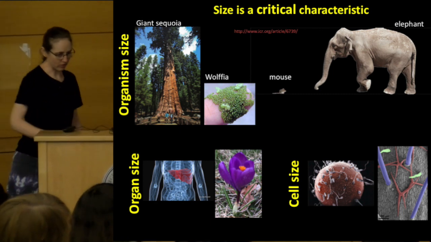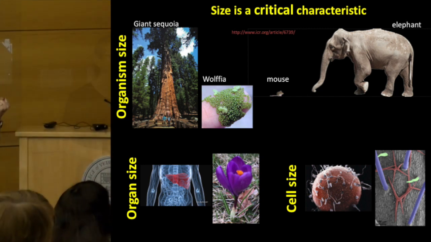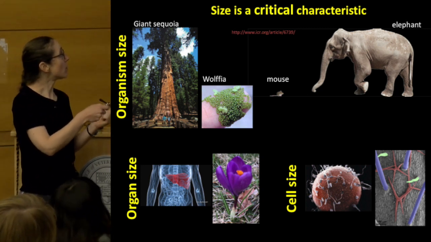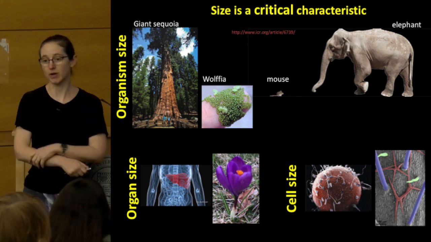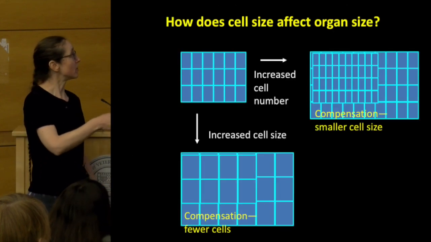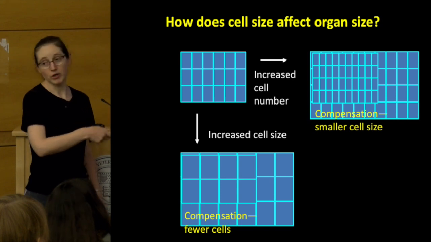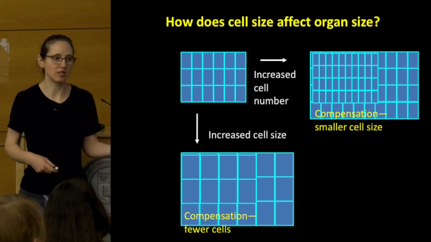OK, if we think about cell size versus organ size, you would think that if we take this small organ here with these small cells, and then we increase the number of cells, we should get a bigger organ, right? That's what we would think. If we just make more cells, it should be bigger. Or if we just make the cells bigger, then the whole organ should be bigger. And by organ, think leaf or petal or sepal.